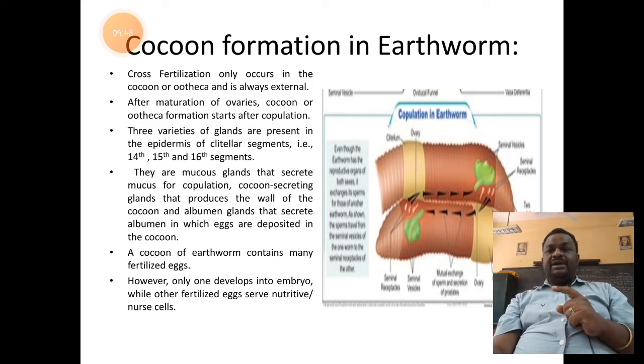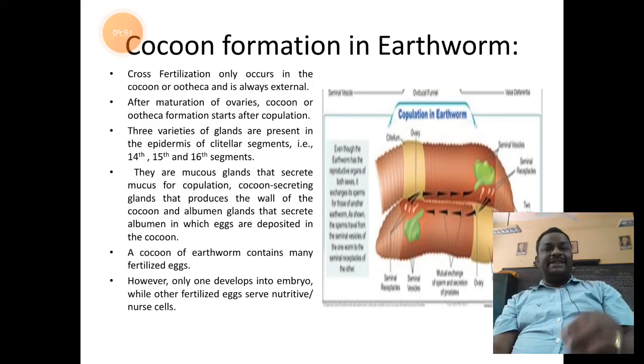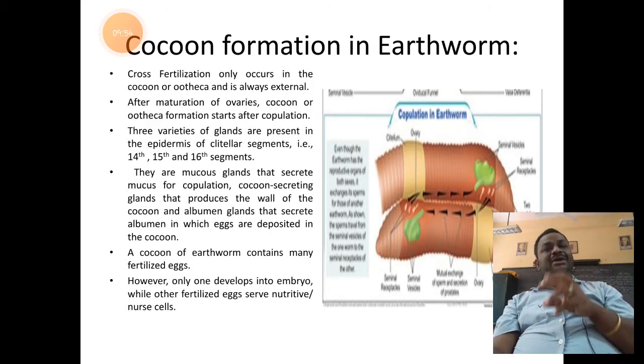Number one is unicellular mucous glands. These unicellular mucous glands will produce mucous or a slimy substance during the process of copulation. So, higher secretions of mucus will be seen at the region of clitellum during the copulation process, for which unicellular mucous glands are involved. Number two is the cocoon secreting glands that secrete the wall of the cocoon.